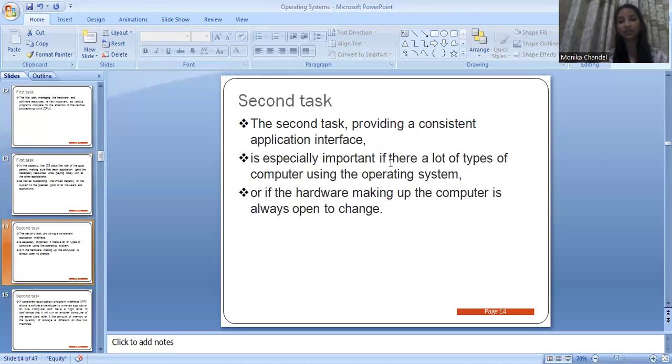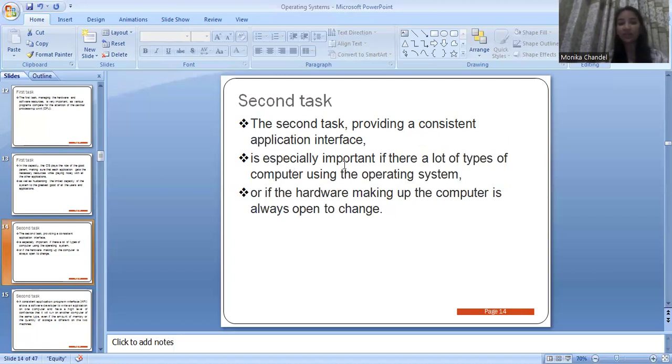And the second task is to provide a consistent application interface. Means the OS provides a consistent way, or we can say a path, or we can say a mediator, so the user can easily interact with the hardware, or they can understand the processing of the computer.